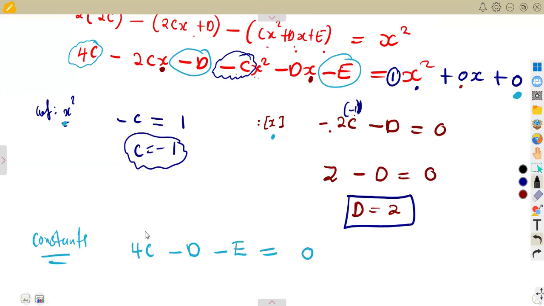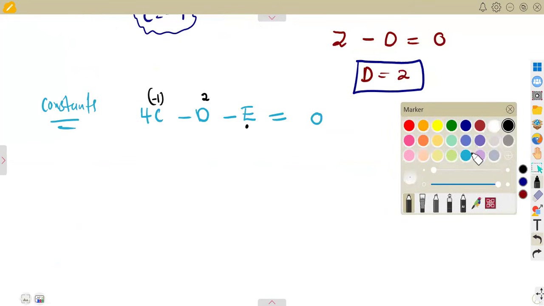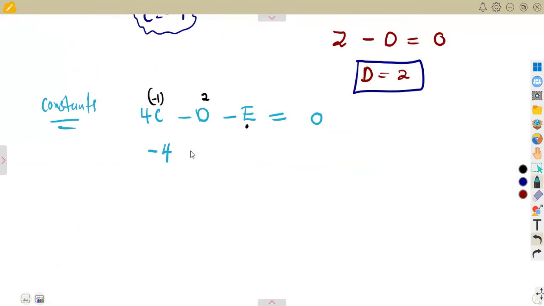Having the value of C, which is -1, and the value of D, which is 2, we can calculate the value of E. So this will be -4 minus 2 minus E is equal to 0. That's -6 minus E is equal to 0. So E is going to be a +6 there. All right, E is going to be a -6, I mean, because of this side. So that's it. You have got your E there.